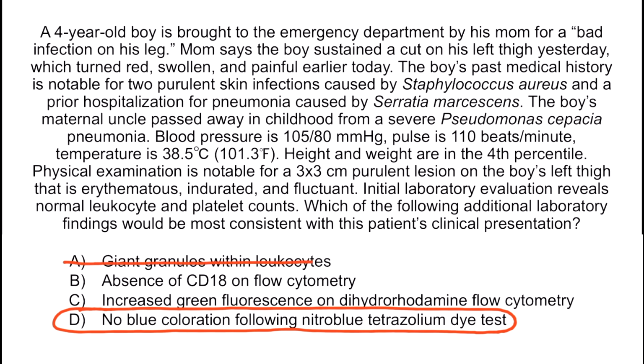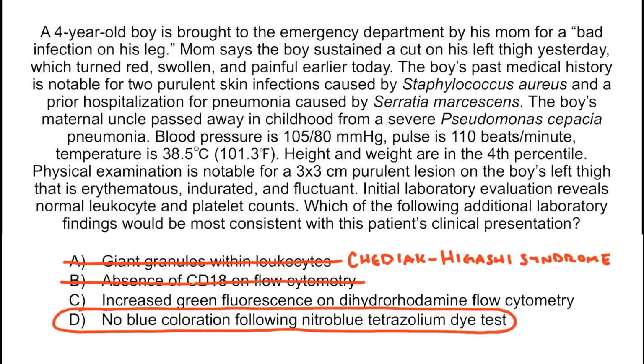Option A, giant granules within leukocytes, is a finding that is pathognomonic for Chediak-Higashi syndrome. Patients with Chediak-Higashi syndrome do not have a particular susceptibility to catalase-positive organisms, and they usually have pancytopenia. Since this patient's leukocyte and platelet counts were normal, Chediak-Higashi syndrome is an unlikely diagnosis.